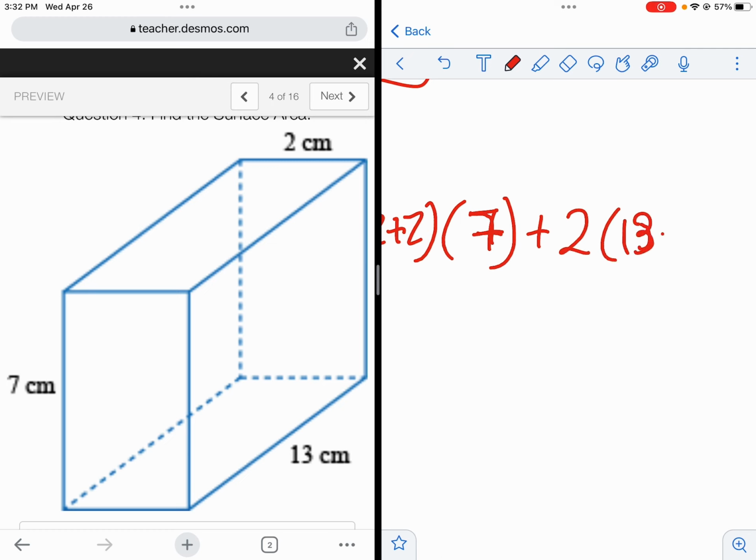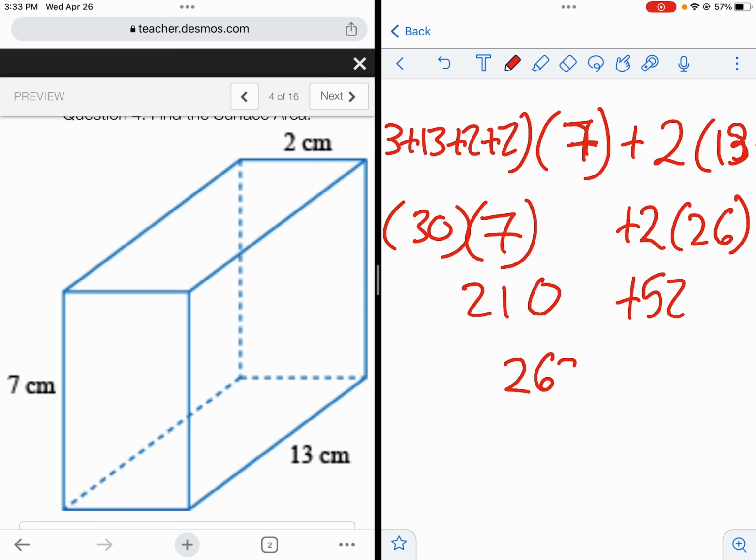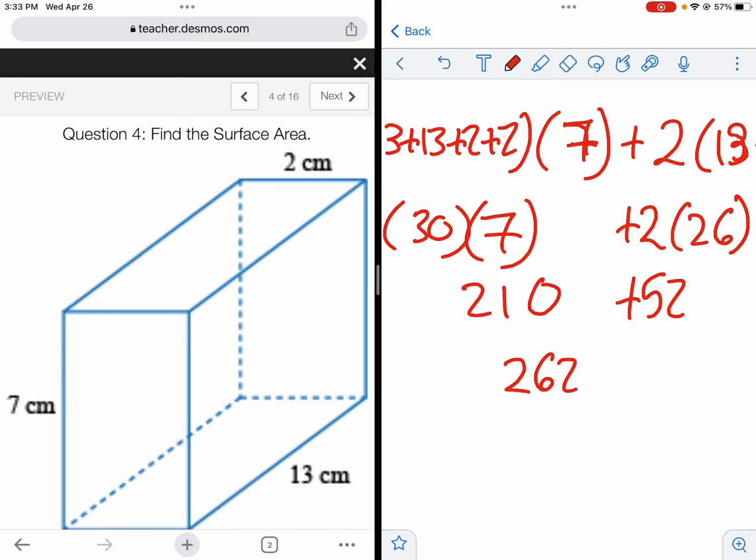13 times 2, which is an easy 26. 2 times 26, which ends up being 52. 13 plus 13 is 26, plus 4 is 30, times 7 is 210. So 210 plus 52 is 262. That should be your answer for the surface area, pH plus 2b.